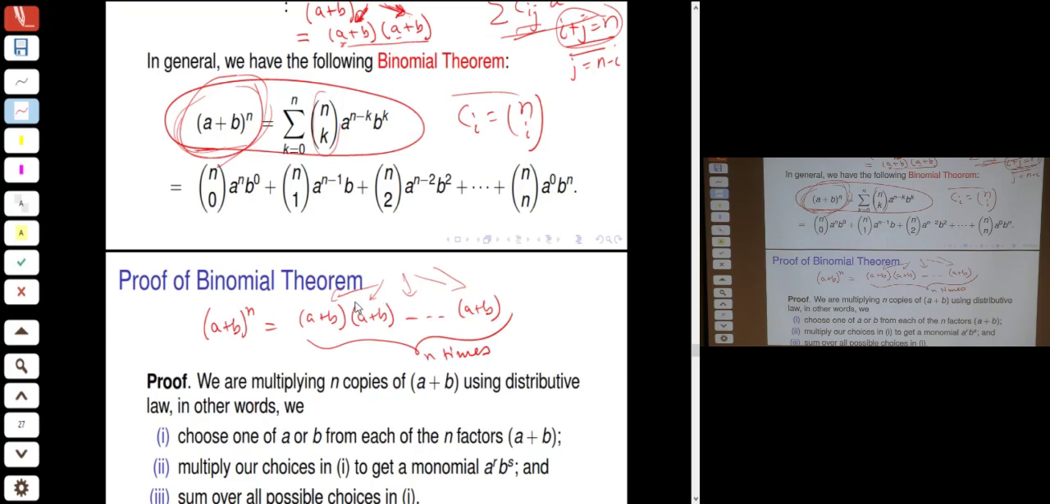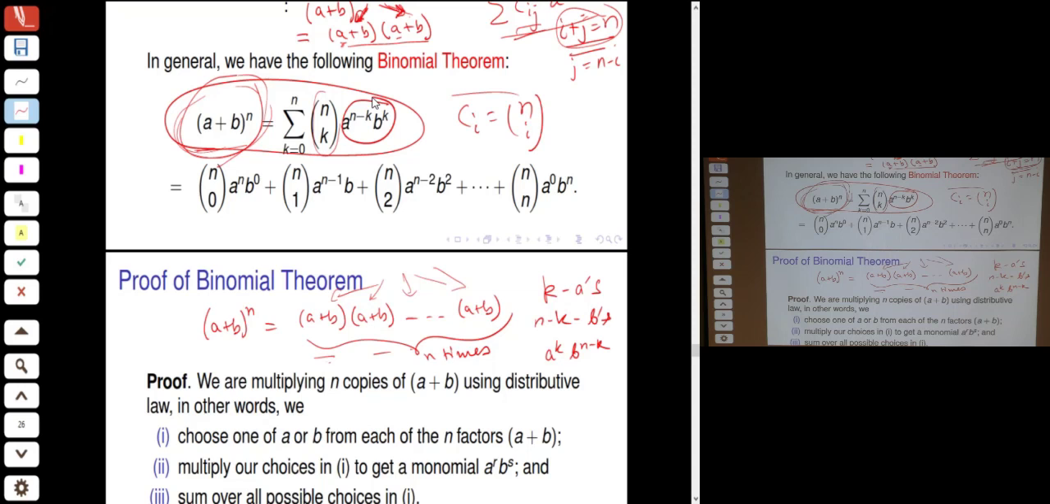Some of these factors will be a's. Suppose there are k a's, so from k of these brackets you choose a's. From the remaining n minus k brackets you will choose b's. Okay? So when you multiply these k a's and n minus k b's, you get exactly a to the k, b to the n minus k, which is what you have here. Now we have to decide what is the coefficient of a to the k, b to the n minus k, because as we saw in the (a plus b) whole square example, a particular term a to the k, b to the n minus k could appear in many ways, by choosing the a's and b's in many different ways from the different brackets.